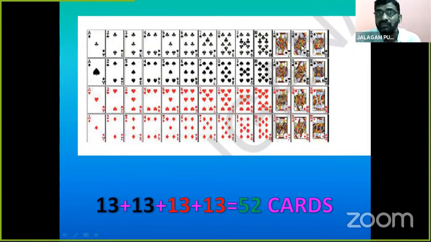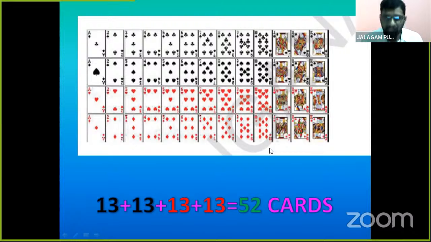Here once again we remember J, Q, K. J, Q, K are face cards. Totally how many face cards are there? 12. How many A's are there? 1, 2, 3, 4. 4 A's. How many 2's are there totally? Here like this.